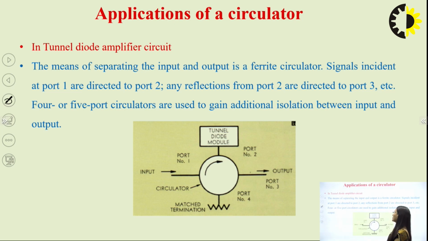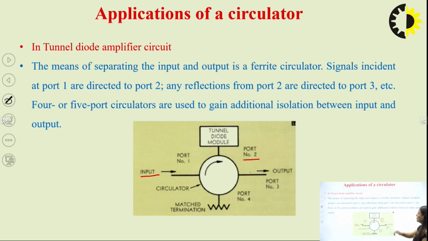The next application of the circulator is in the tunnel diode amplifier. See here, this is again a 4-port circulator. At port number 1 the input is given, at port number 2 the tunnel diode is connected, port number 4 is used as a matched termination, and the output is taken at port number 3. So this is a means of separating the input and output in a ferrite circulator. Here, basically, we are separating input and output using this circulator. Signals incident at port number 1 are directed to port number 2.